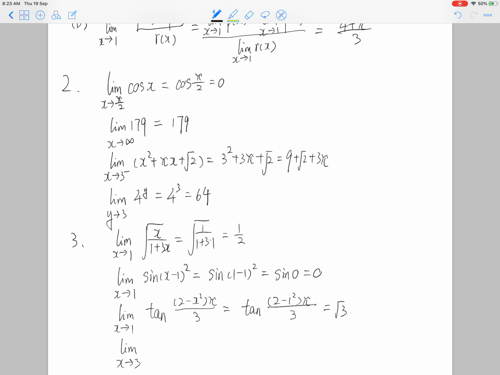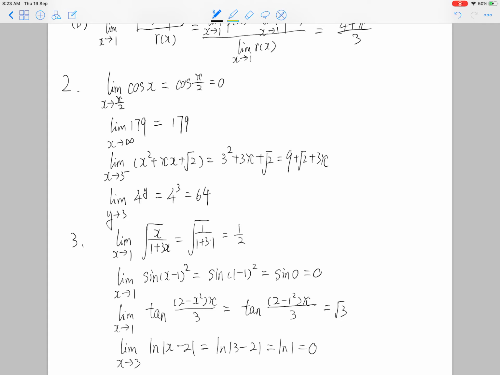Next, log of the absolute value of x minus 2. Again, it's continuous as long as it's defined. So you can just sub in: log of 3 minus 2 is log of 1. Log of 1 is 0.